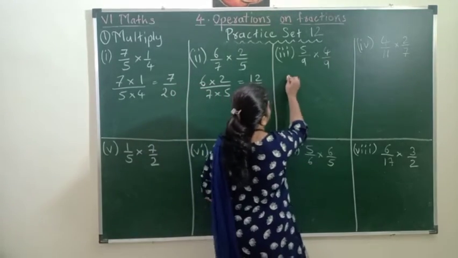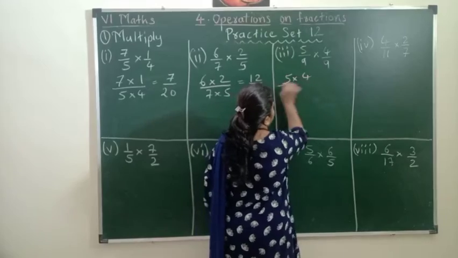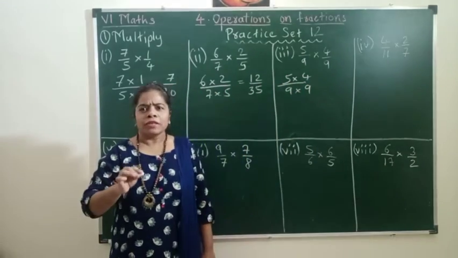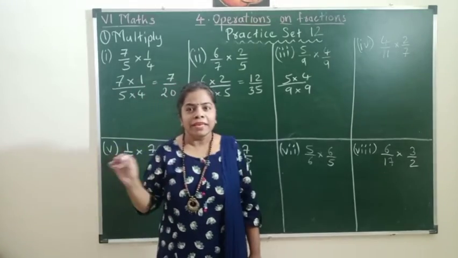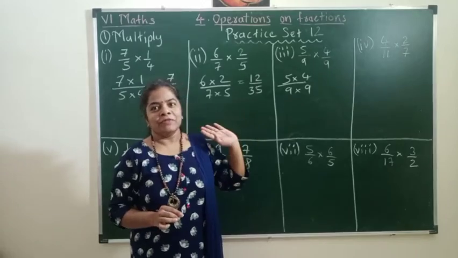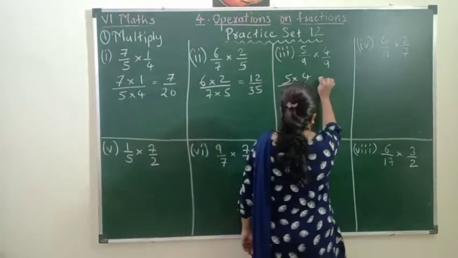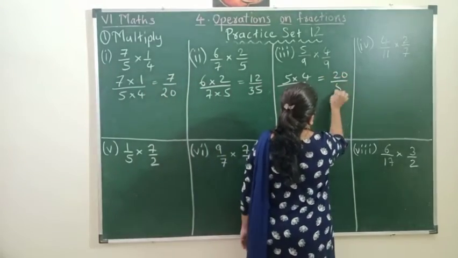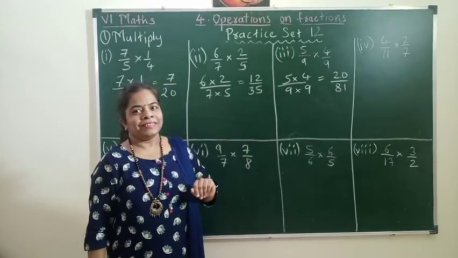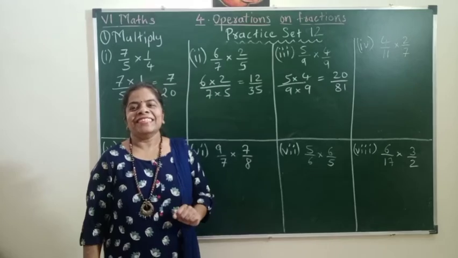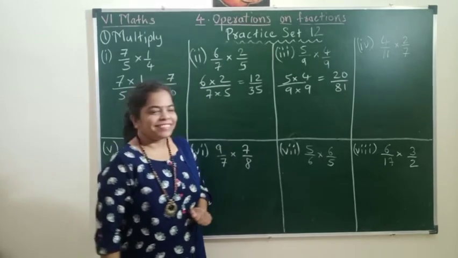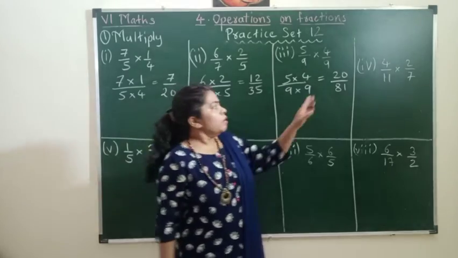Now, directly multiply because they are not coming in any common table. 5 fours are 20, 9 nines are 81. So this is done. Next one. Still we are not getting any cancellation sums, children. We want such sums. Now the fourth sum.